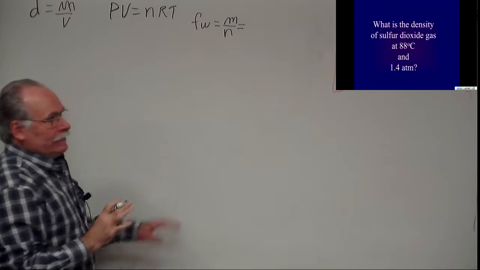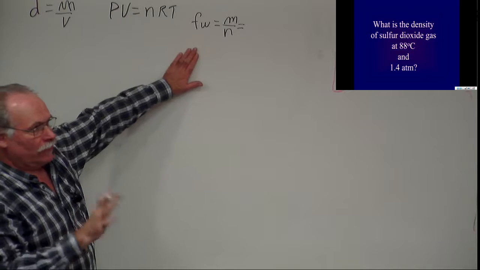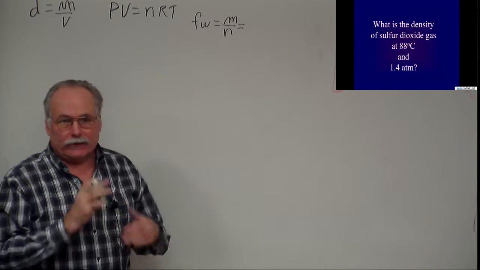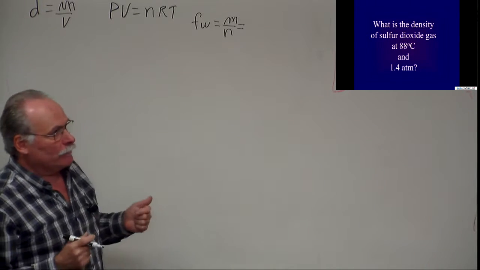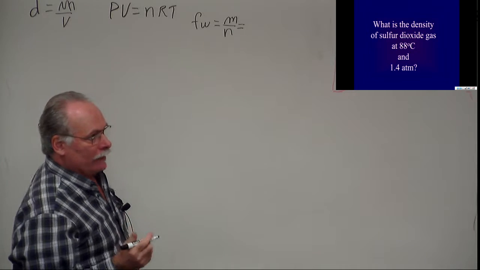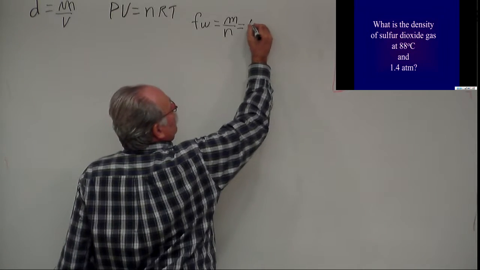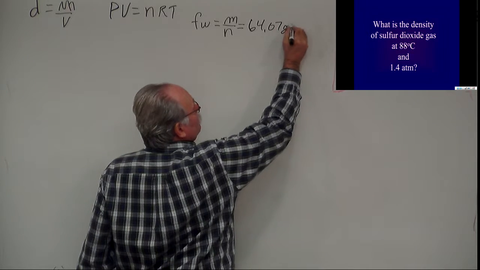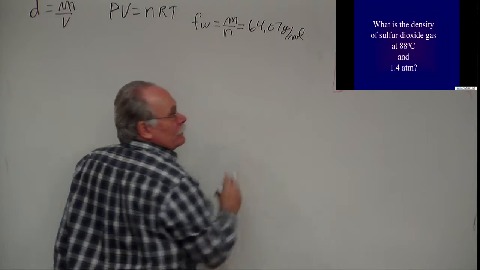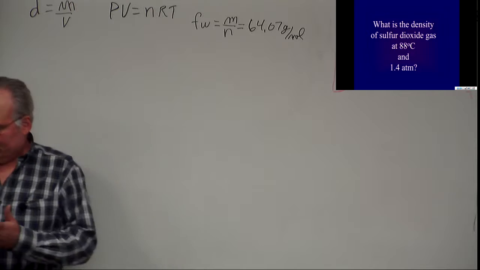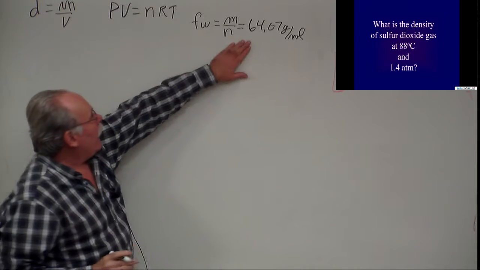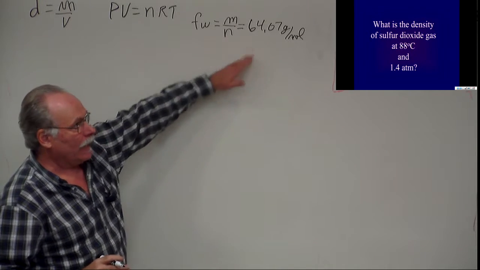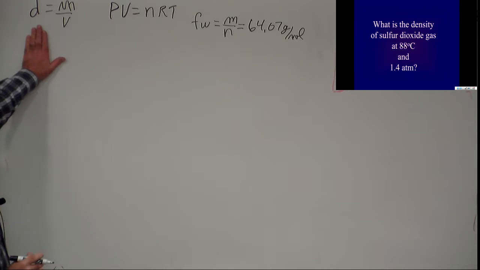Now, we're given the identity of the compound. It's sulfur dioxide. So I could go over to the periodic table, add the molar masses of sulfur and 2 oxygens, and I come up with 64.07 grams per mole. So what have I been given? I've been given the temperature, the pressure, and the formula weight. Okay? Now, let's start off with our calculation.